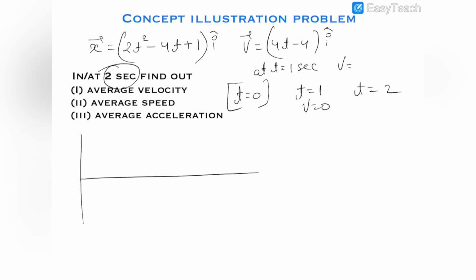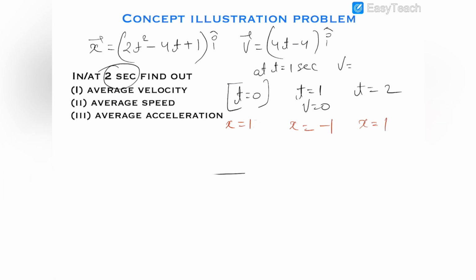Now let us trace this particle. You can see that at t equal to 0, x was equal to 1. At t equal to 1, this is 2 minus 4 plus 1, which is minus 1. So x is equal to minus 1. And at t equal to 2 seconds, this is 4 into 2, 8, and this is 2 into 4, 8, plus 1. So x is equal to 1.